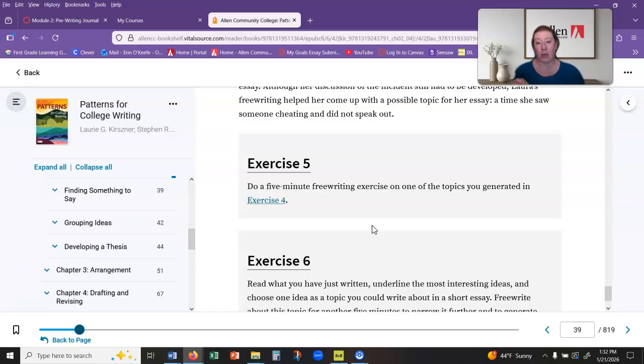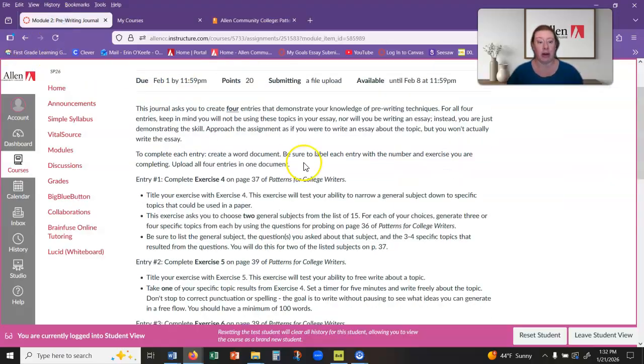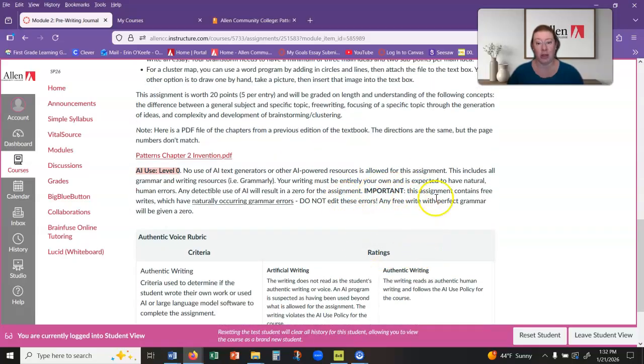So just keep going and going until your 5 minutes is up. It does not matter whether or not you have good grammar. It doesn't matter whether anything makes sense. It doesn't matter whether you stay on topic, as long as you're just writing continually. And you'll notice for the pre-writing journal at the bottom, I put this note here that you have to have naturally occurring grammar errors in a free write. Like, it's not a free write unless there are errors.